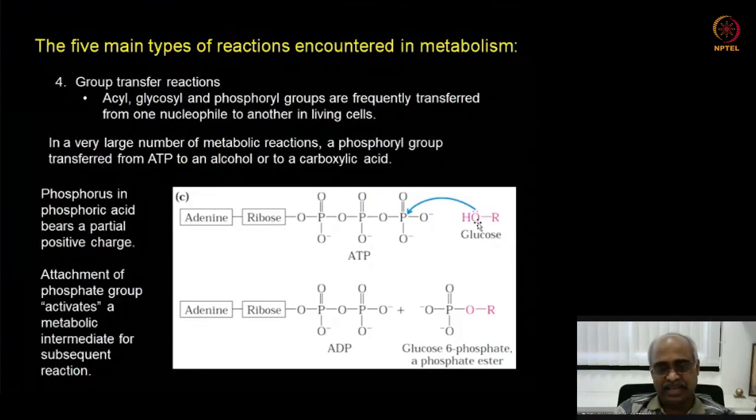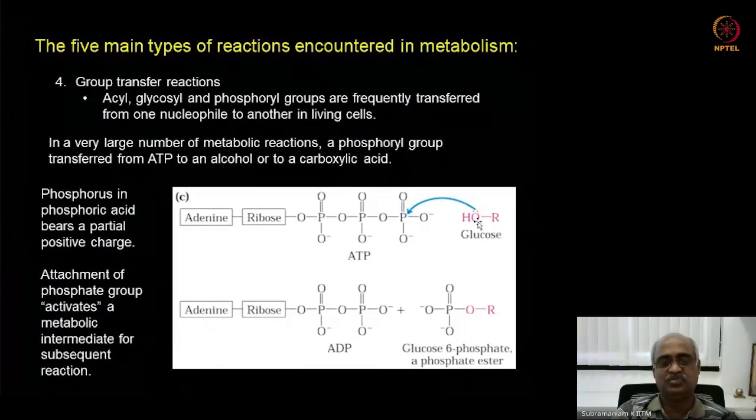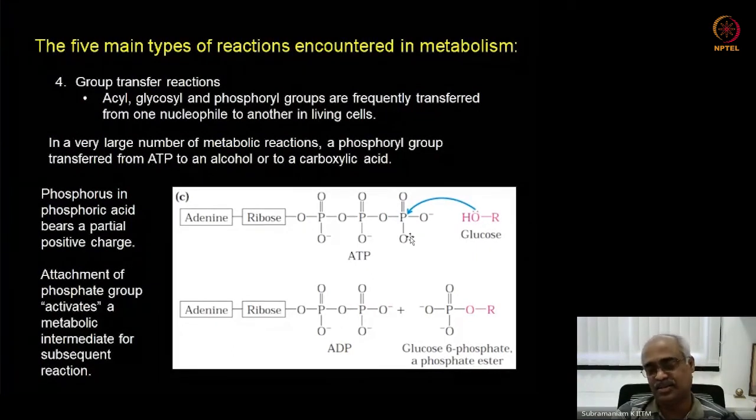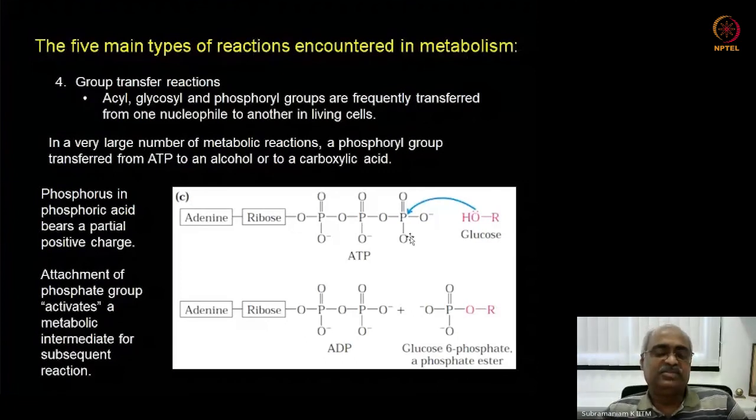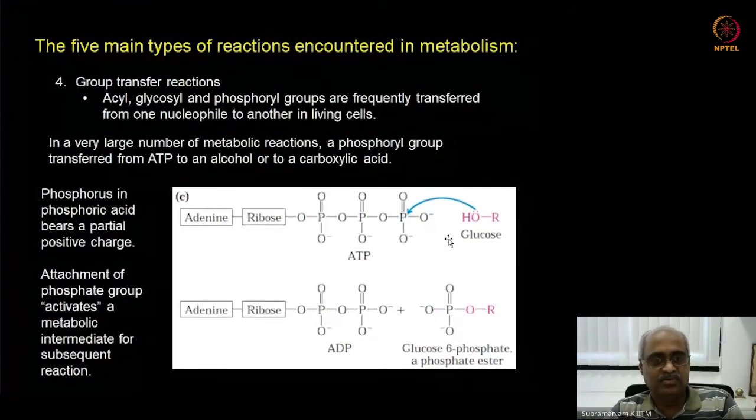A similar thing can happen with a carboxyl group as well. For example, fatty acids have a carboxyl group, and that would give a mixed anhydride. Mixed anhydride because this is an inorganic acid and that is an organic acid. Acid anhydride, but here one is mineral, another is organic, so we call them mixed anhydrides. So the phosphate group transfer usually leads to an ester formation or a mixed anhydride bond formation. What we see here is an example of the ester bond with glucose.